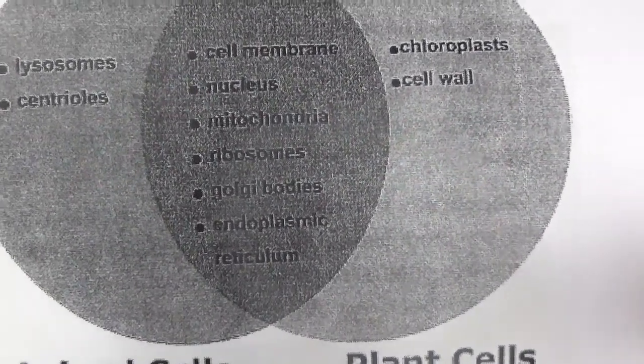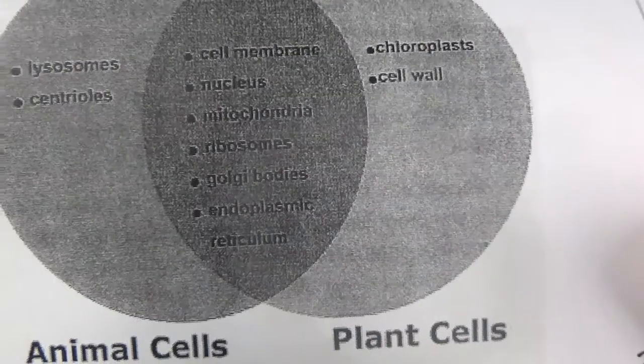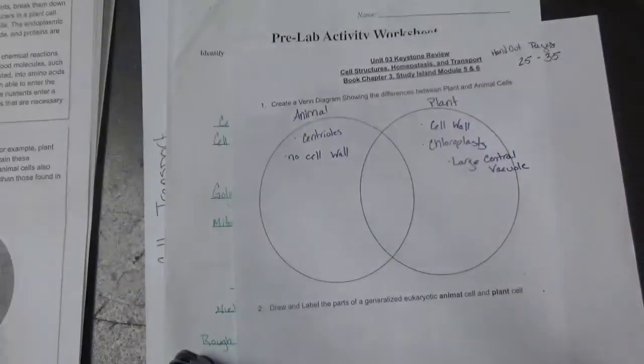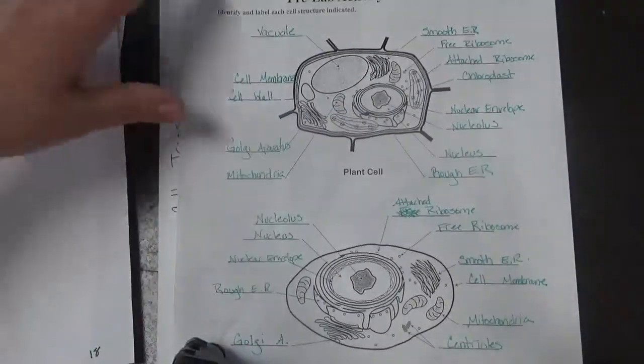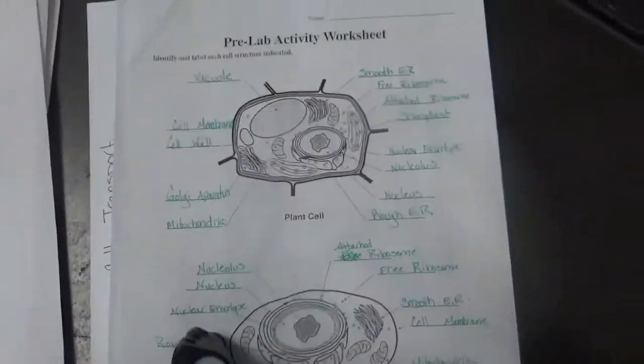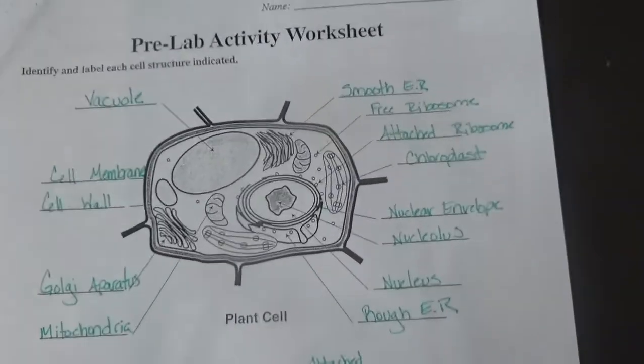They all have cytoplasm, they all have genetic information, but that's just a general idea of some of the differences between plant cells and animal cells. Moving on to, oh, and then I'm also going to freeze on this picture too.